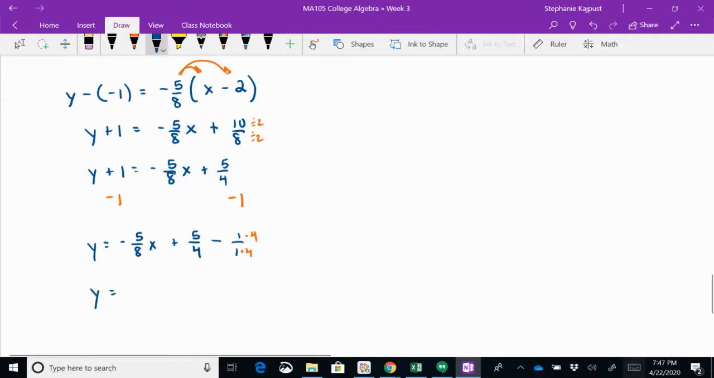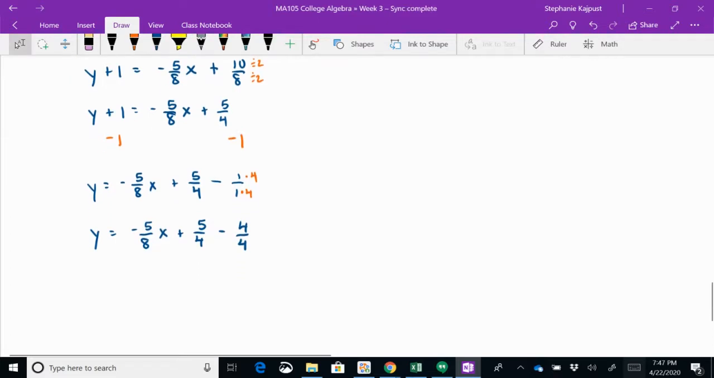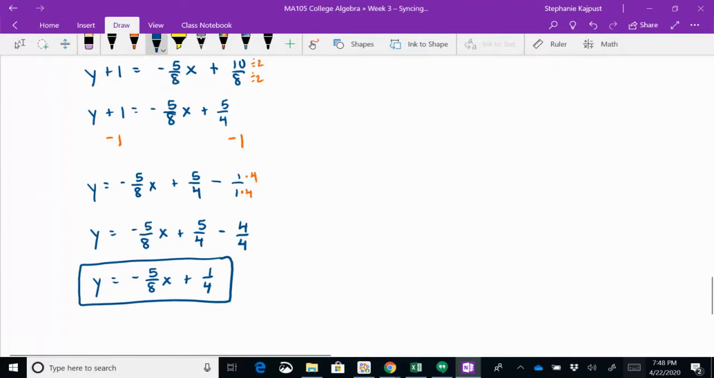So this gives me y equals negative 5 over 8x plus 5/4 minus 4/4. So now that you have a common denominator, you can do the subtraction. 5 minus 4 is 1, so you end up with 1/4. So that gives us our equation in slope-intercept form. We get y equals negative 5 over 8x plus 1 over 4.